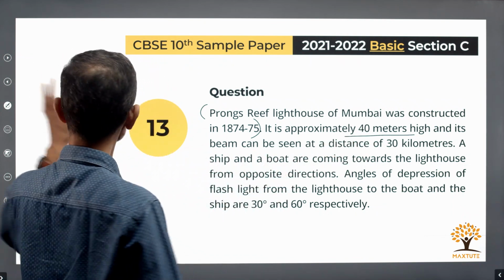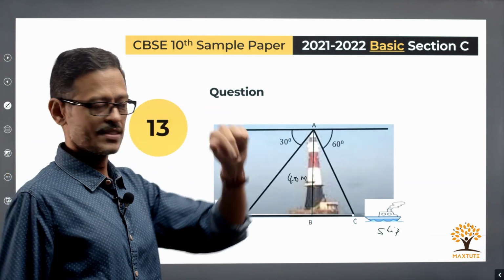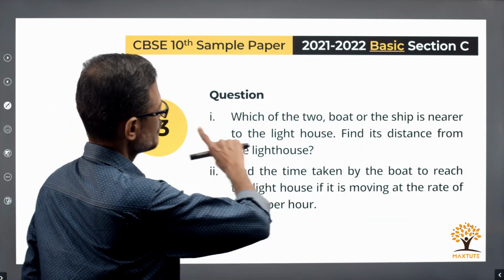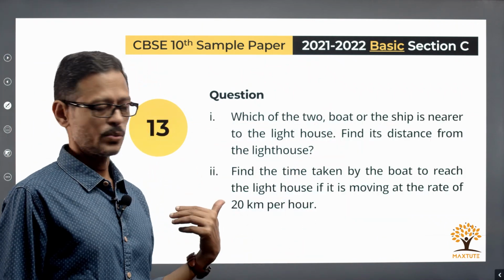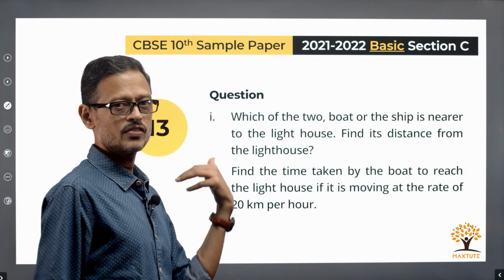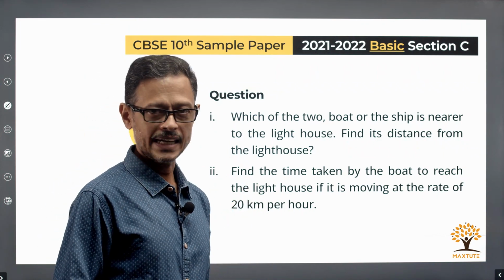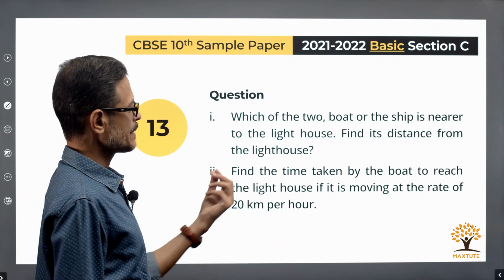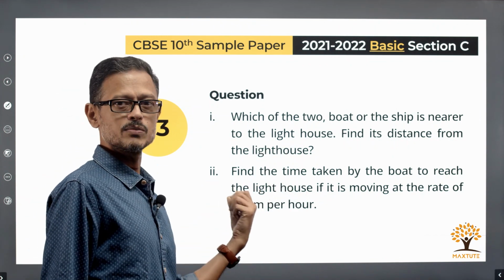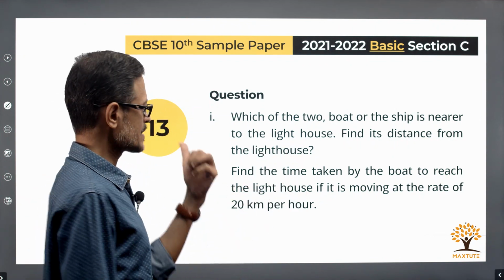This is told to us, 40 meters, right? So with this background information, we'll have to answer two questions. Look at part 1. Which of the two, boat or ship, is closer to it? Find its distance from the lighthouse, right? Whichever is closer, find out its distance from the lighthouse. Part 2, find the time taken by the boat to reach the lighthouse if it's moving at 20 kilometers per hour. Start with the first part.